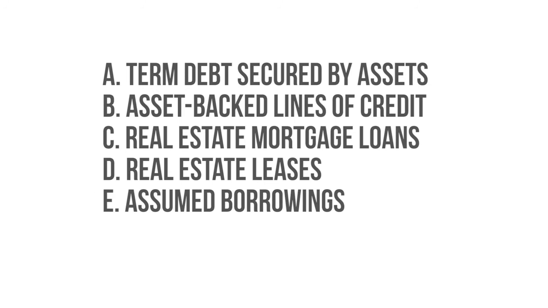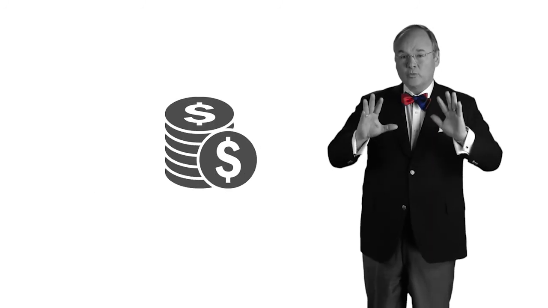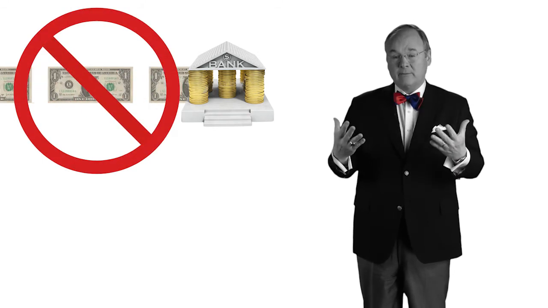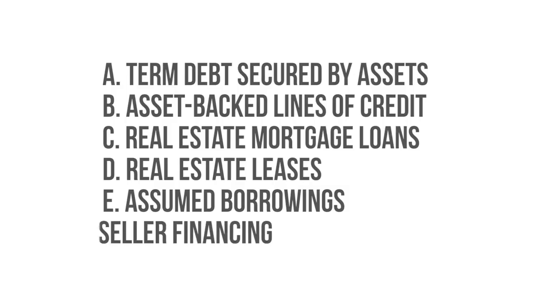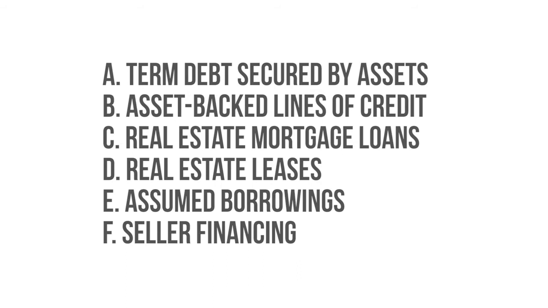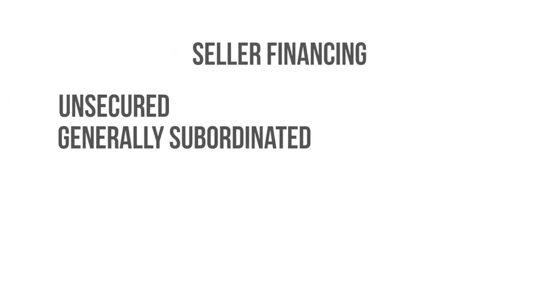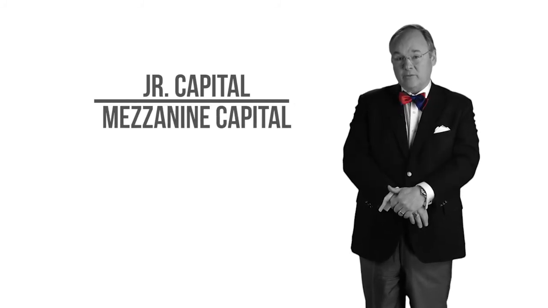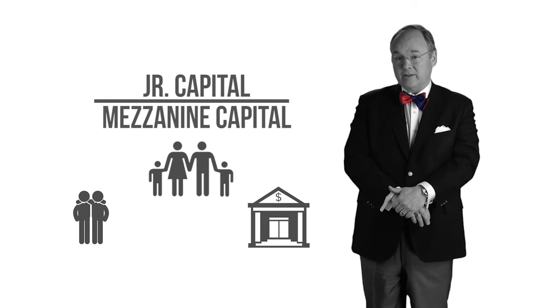Then there are assumed borrowings. There may be some borrowings at the company that are just worth assuming, or perhaps there are borrowings that cannot be prepaid and need to be part of your capital structure. Then there's seller financing. If sellers are willing to carry back financing, this can be a great way to finance a company because such financing is almost always unsecured, it's generally subordinated to other borrowings, and it's viewed by banks and other sources of capital to be like equity and it's interest only. Now, I should add here that there may be other such sources of junior capital or mezzanine capital out there from friends, family, or various specialty lenders.